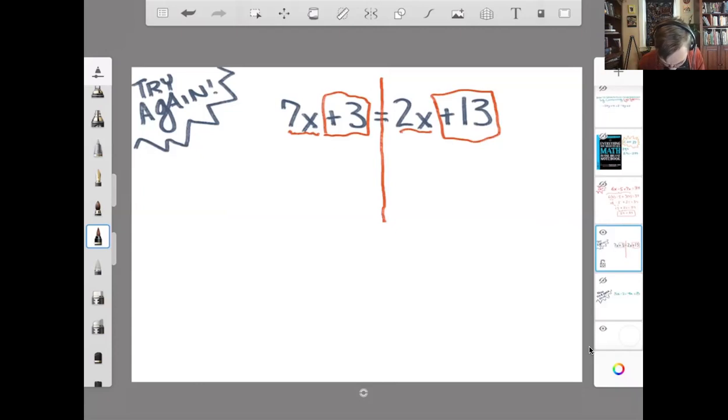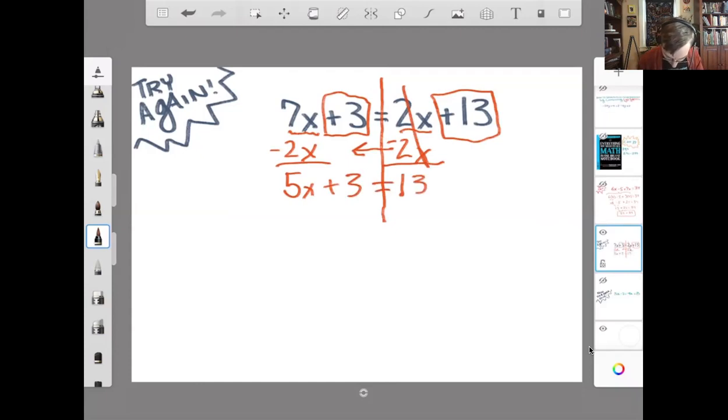Let's move our positive 2x to the left side of the equation. So we're going to do minus 2x, because that's the opposite of positive 2x. That is going to negate the 2x on this side, and then we got to do the same thing over here. 7x minus 2x, which is the same as 7 minus 2, becomes 5x. Then we have 5x plus 3 is equal to 13.